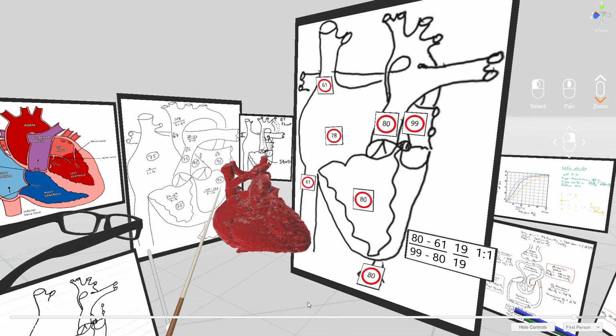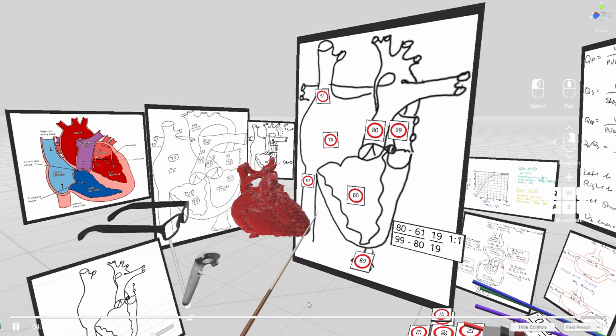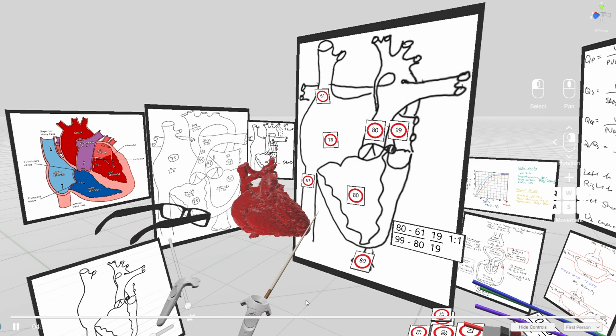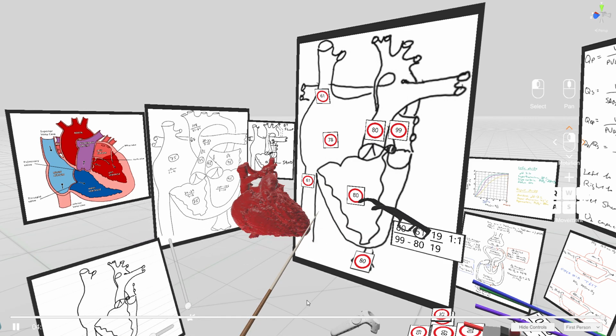So what we're going to do next is we're going to run through the Fick equation. Before we do that, I want you to answer a few questions about the anatomy as represented here, and we'll go on from there.